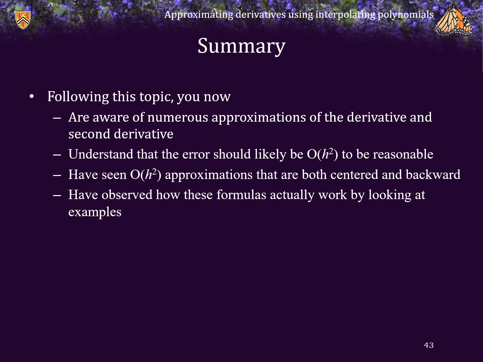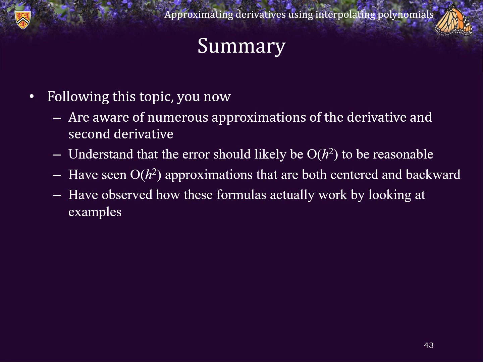So, following this topic, you now are aware of numerous different ways of approximating the derivative and the second derivative of an expression when all you have is sampled data. You understand that the error should likely be order h squared for the formula to be reasonable. And you have seen order h squared approximations that are both centered, meaning using information to the left and to the right of the point, as well as backwards divided difference, which uses only information that is historic.